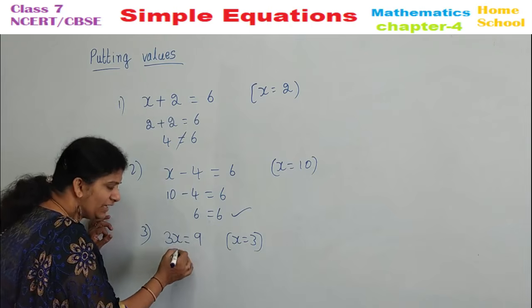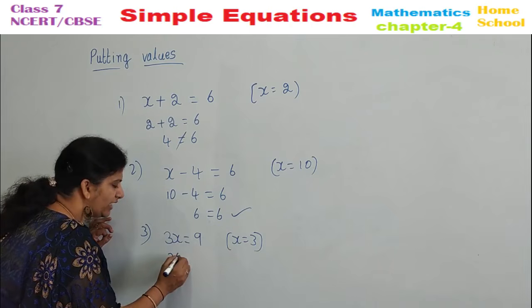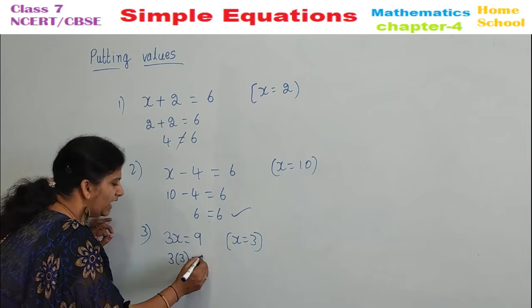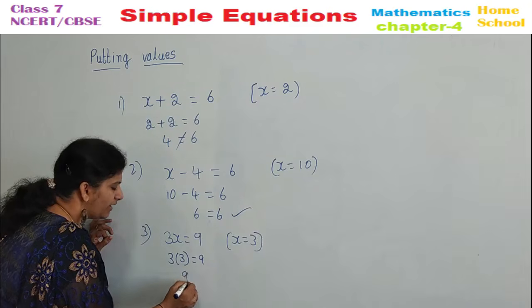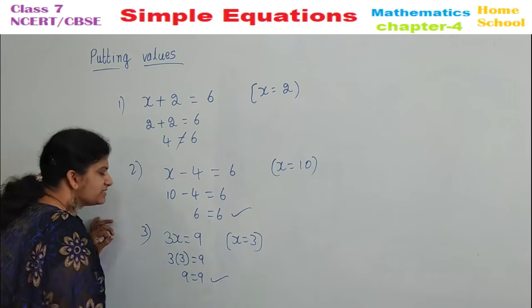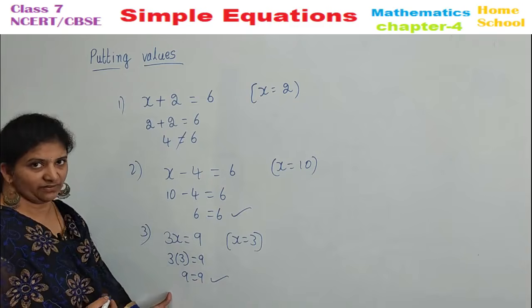3x means 3 into x, right? If you want, you can take a bracket sign here. And now 3 3s are 9, equal to 9. Yes, this is also satisfying.